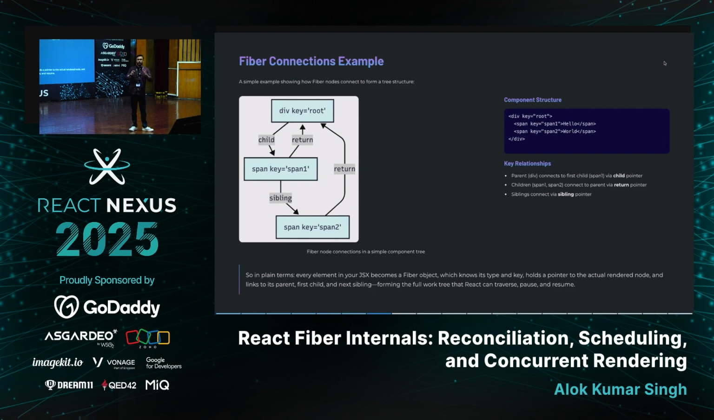So if you want to understand it in plain simple terms, everything that you define in your JSX is a React fiber object, which holds what the type is, what the unique identifier associated with it is, and how it is connected to the other fiber objects in the tree. So this is about the structure of the fiber node, right? But how is this connected, like when will it get rendered on the UI?